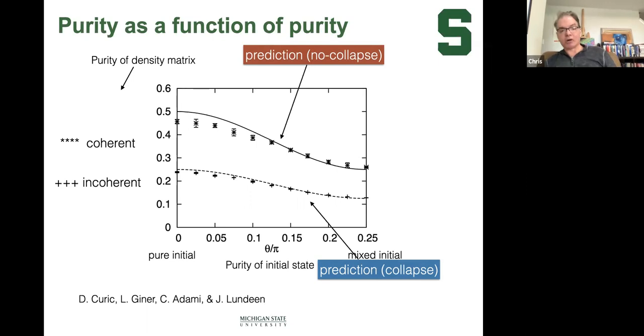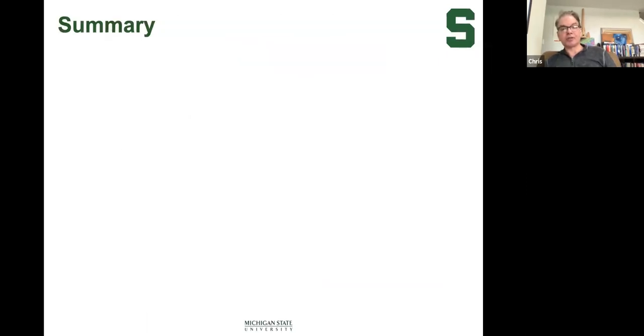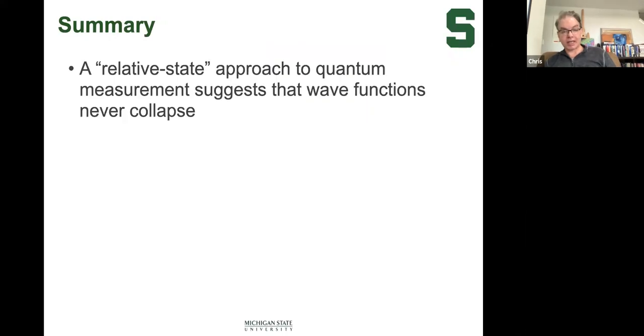So, wow. So what now? Well, I'll come to a few conclusions about this. First of all, I'll just summarize what I said. I said that a relative state approach to quantum measurement suggests that, in fact, wave functions never collapse. I never talked about a measurement collapsing. If they had been collapsing, then we wouldn't have gotten the result that we got.